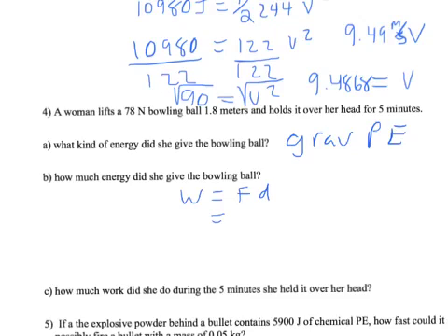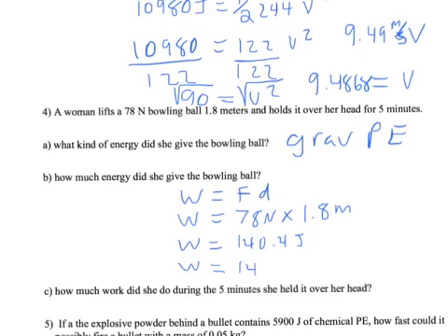And in this case, I'm looking for work, which is force. The weight of the bowling ball, which is 78 newtons. That's the amount of force that would have to be applied. So 78 newtons times, in this case, the height that she lifted it was 1.8 meters of distance. And what that gives me is the amount of work is 140.4 joules. And it looks like what I have here is 2 significant figures. So I'm going to round my answer to 2 significant figures, and therefore I'm going to say the work that she did is 140 joules.